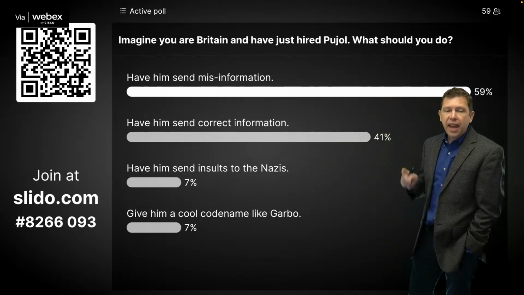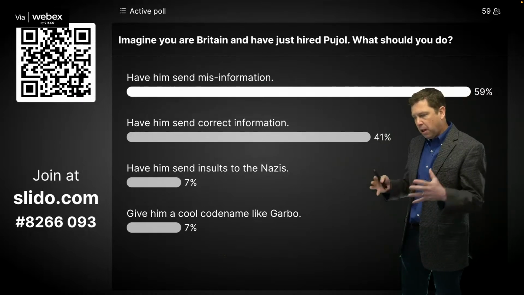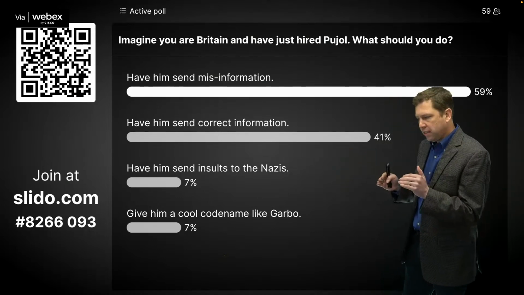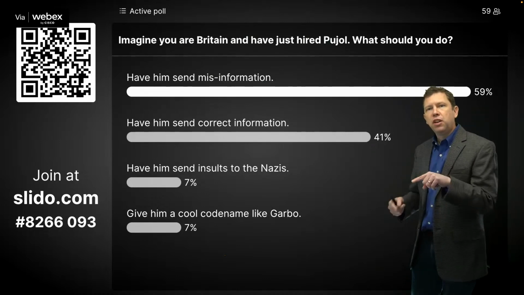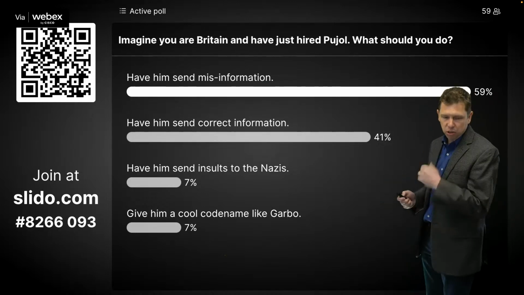Anyway, they had him start sending correct information and develop quite a system of getting information to Germany, to the Nazis, in ways that made it look like he was being very helpful, but in ways that weren't helpful, in order to build up a situation where they could provide misinformation later. And we'll look at that a little bit.